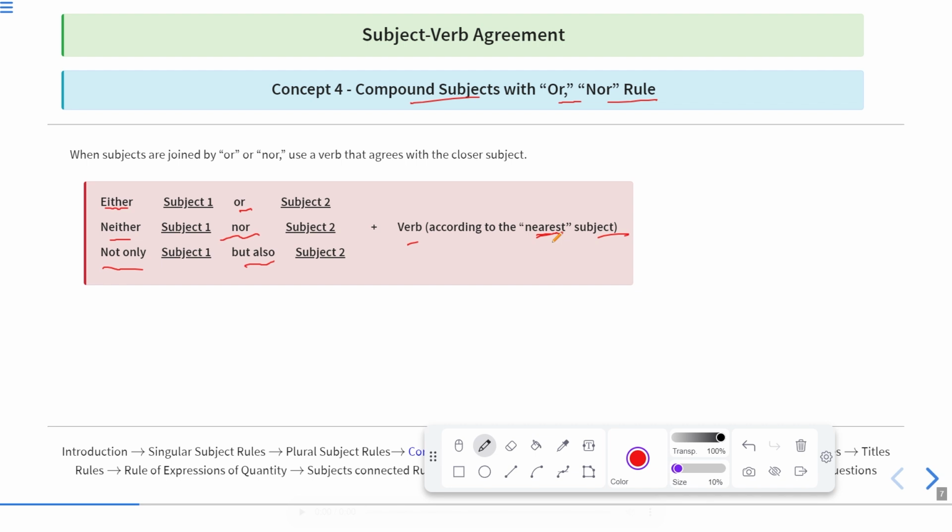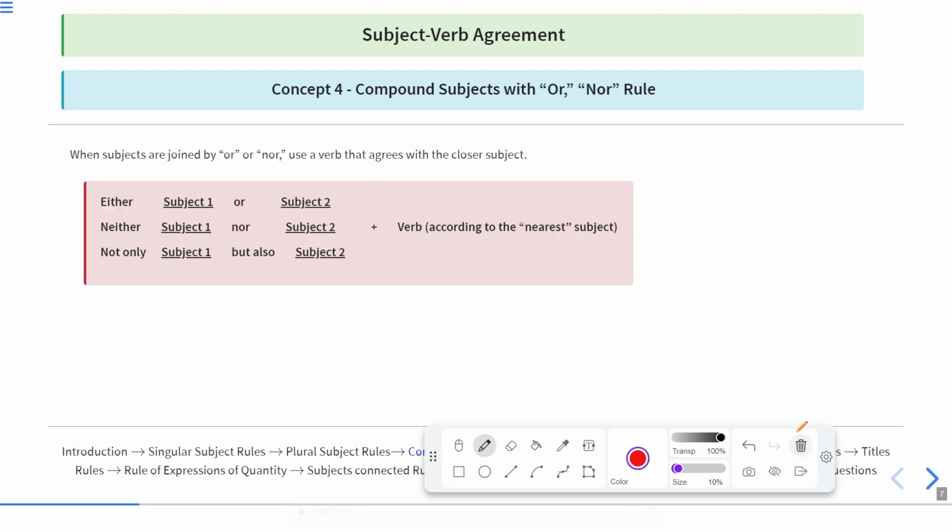But here, what is the rule? The rule is actually that the verb should agree with the second or the nearest subject. Now why have I said nearest subject? Because it can also happen that we may have only one subject in the sentence but two verbs. Okay, so whenever we have either plus subject 1 or plus subject 2, in this case the verb should agree with the nearest subject always. So the verb should agree with subject 2 over here.